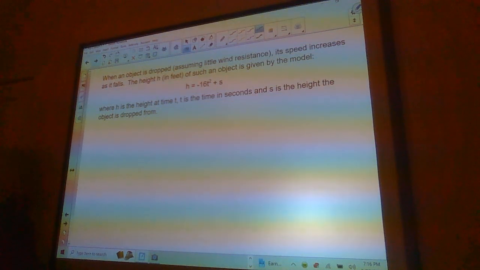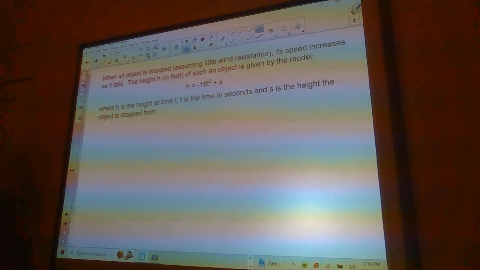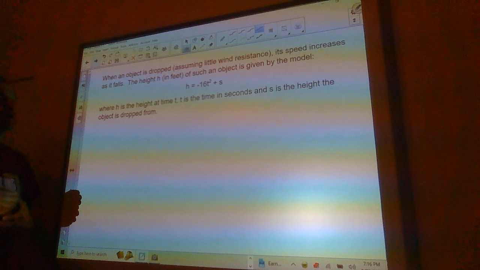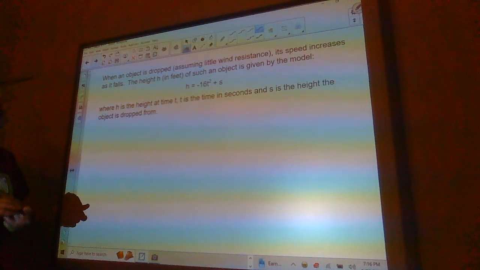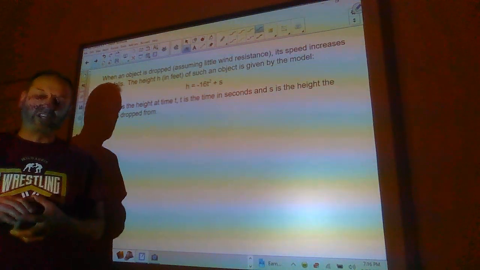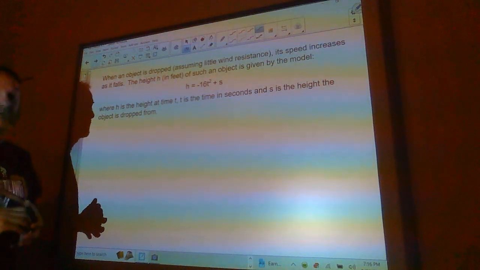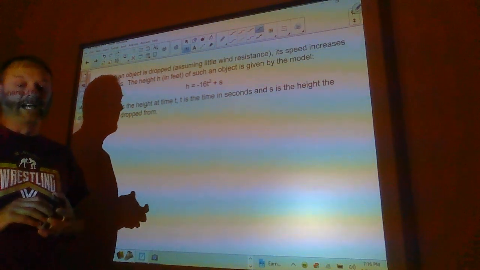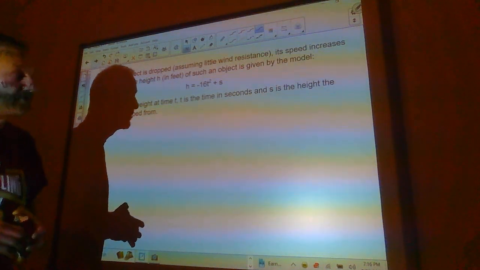Most of those are pretty easy. We're going to look at a few story problems, and this one is a model we're going to use a lot, a model for when something is dropped. When an object is dropped, assuming little wind resistance, its speed increases as it falls. The height, h, in feet of such an object is given by the model h equals negative 16t squared plus s, where h is the height at time t, t is the time in seconds, and s is the height the object is dropped from.